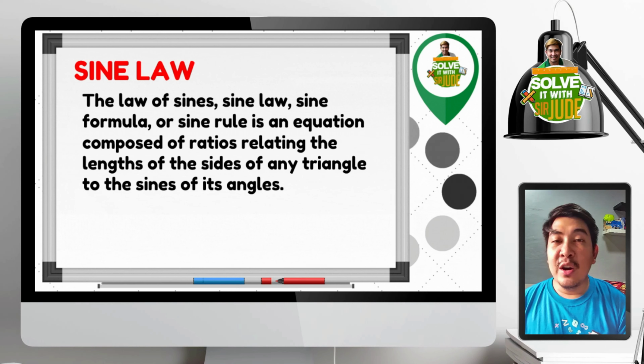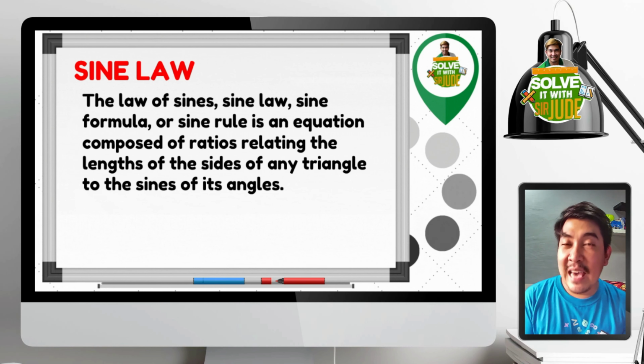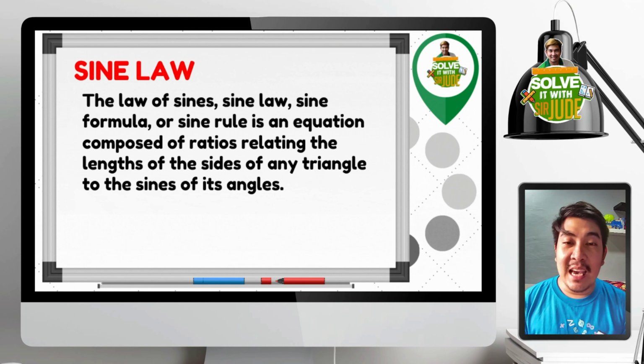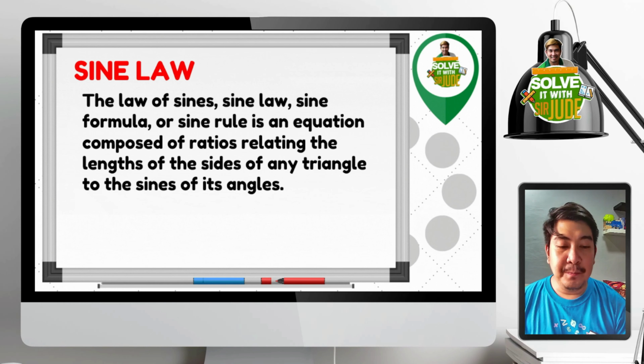The sine law, or law of sines, is called the sine formula or sine rule in other books. It is an equation composed of ratios relating the lengths of the sides of any triangle to the sines of its angles. It is indicated here that it applies to any triangle. Therefore, the sine law can also be used in a right triangle.